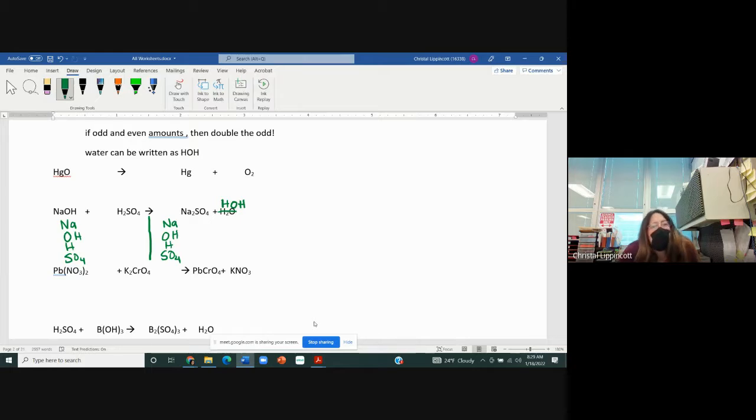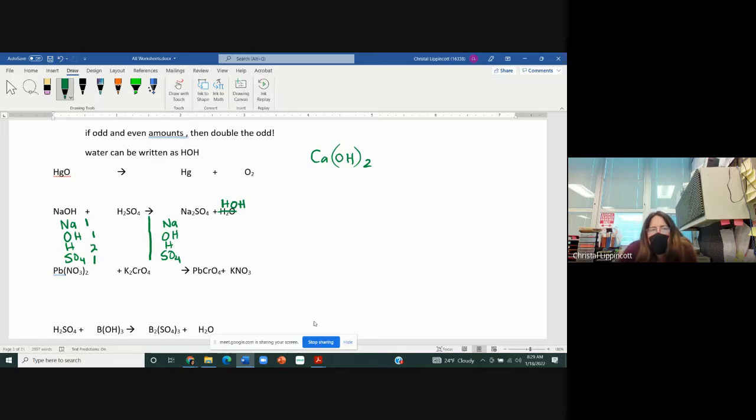Now I'm going to do an inventory. I have 1 sodium. I have 1 hydroxide. How do I know that I only have 1 hydroxide? If I had more than 1, what would I have here? I'd have to have parentheses around the hydroxide, right? I don't, so I've only got 1 of them. How many hydrogens do I have? 2. And how many sulfates? 1, because if I had more than 1, I'd have parentheses.